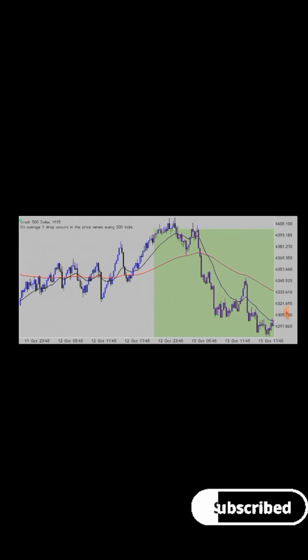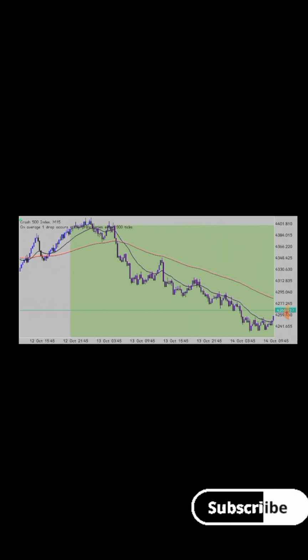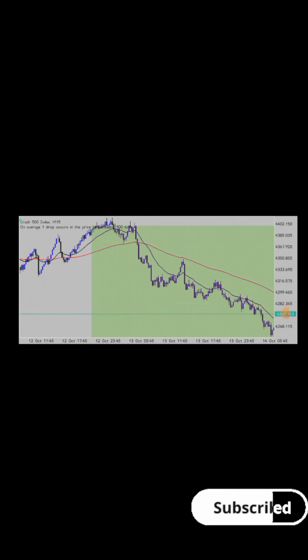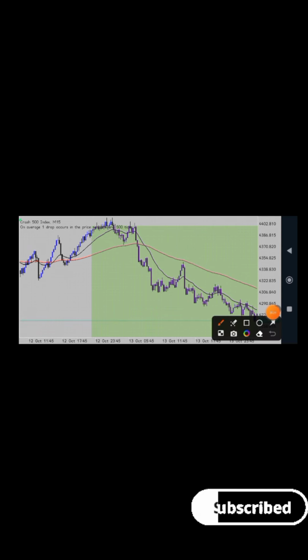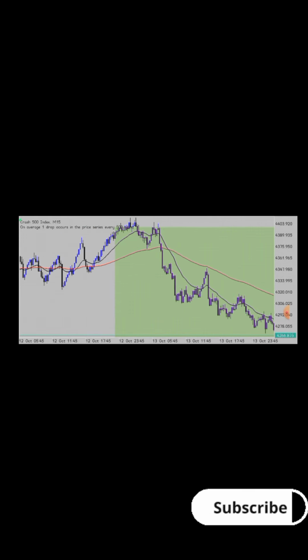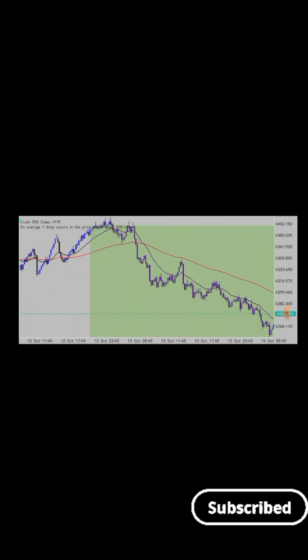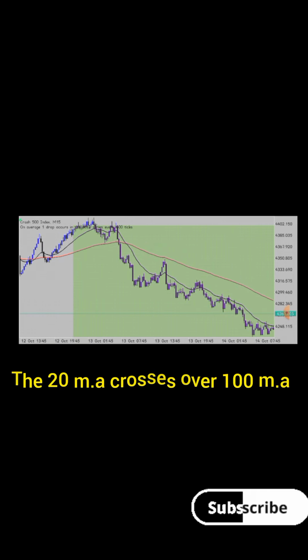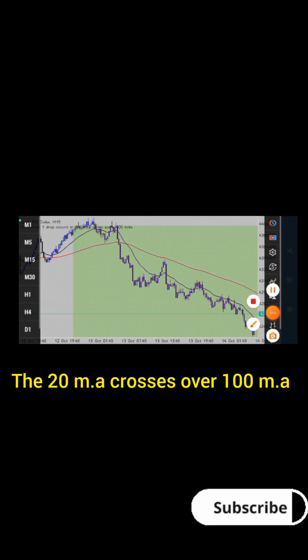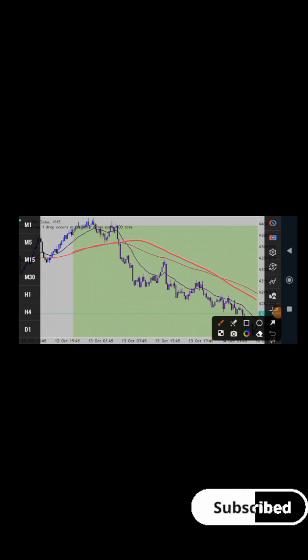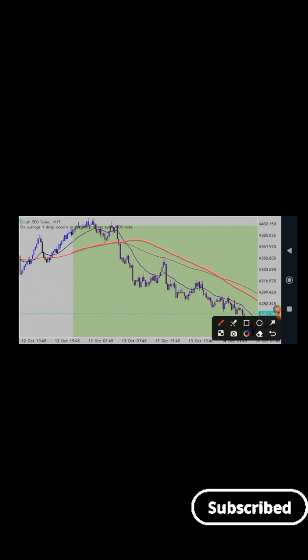Guys, can you see this now? Look at this. After you've identified the trend, the rule is you must make sure that there is a crossover. You can see there is a crossover. Just look at this very well. There's a crossover of the 20 moving average and the 100 moving average. You can see how the 20 moving average crosses inside the 100 moving average.